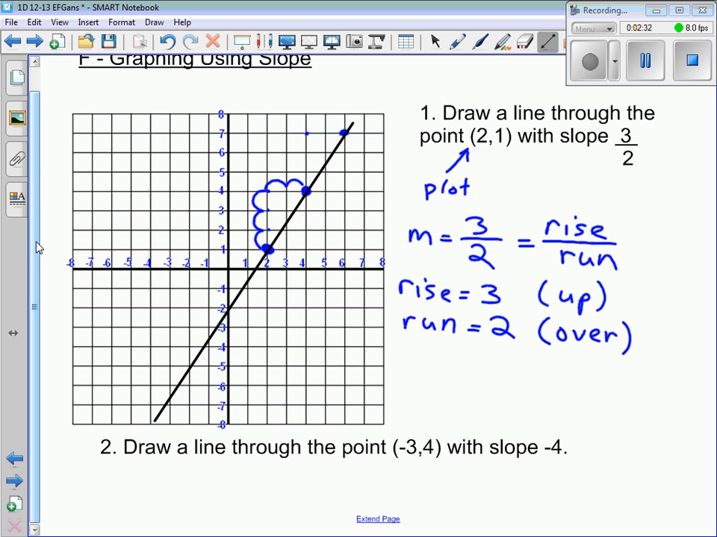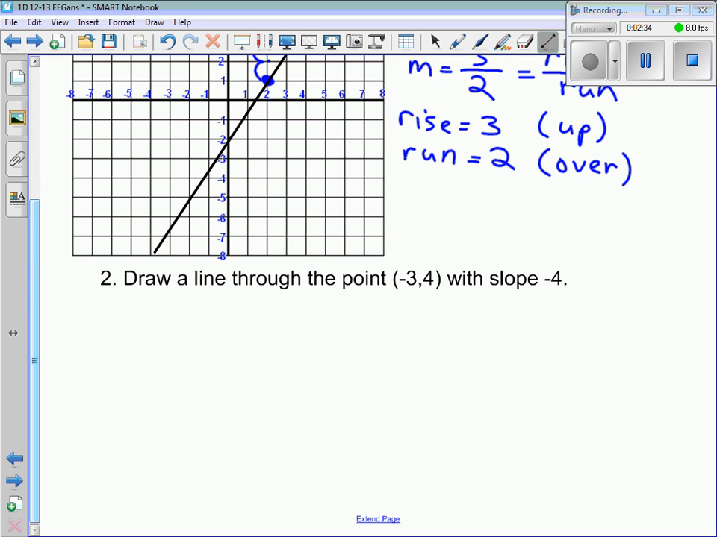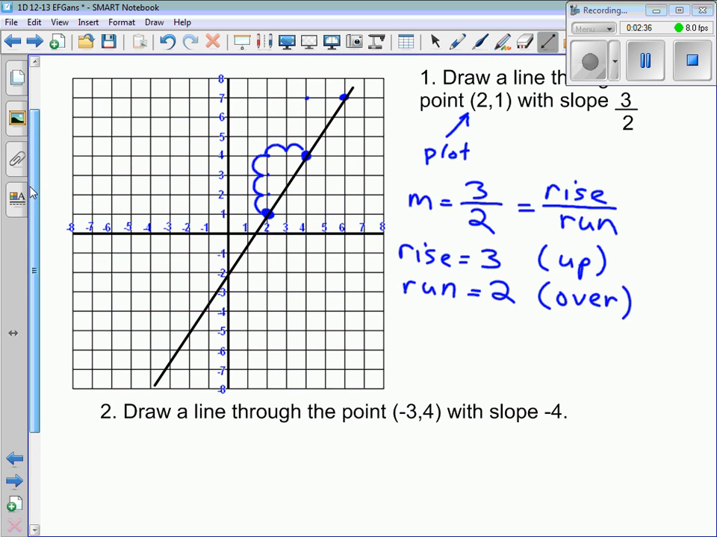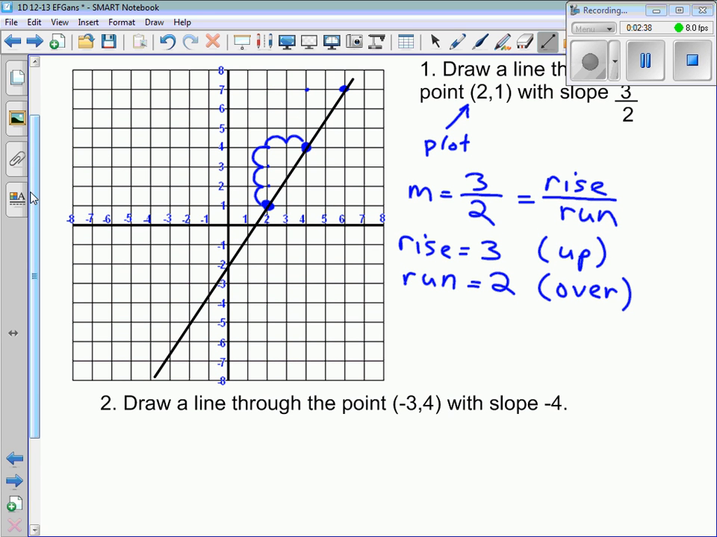Okay. So let's try this second one here together. Draw a line through the point (-3, 4) with slope -4. Okay, well, let's start by plotting this point here. We'll do this one in green. We'll plot the point at (-3, 4). So my x is 1, 2, 3 negative, and then 1, 2, 3, 4. So there's my point that is definitely on my line.